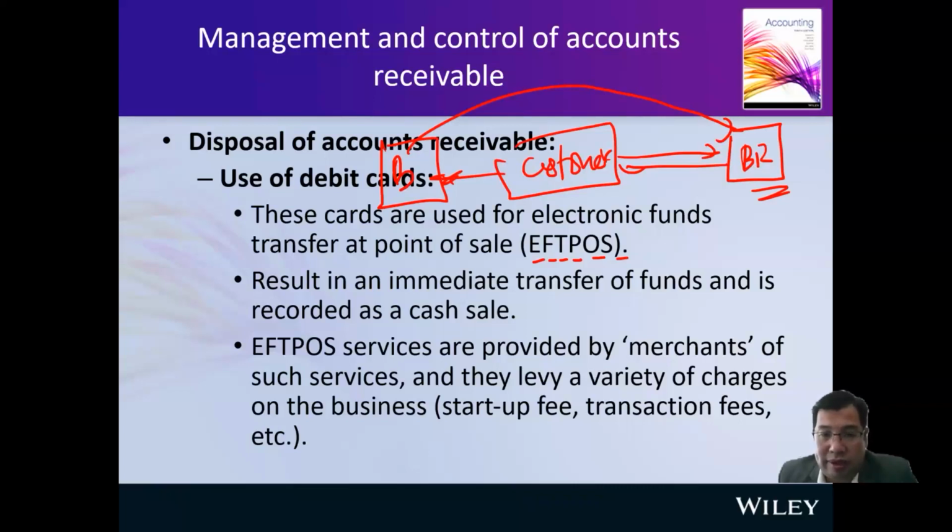EFTPOS services are provided by merchants of such services, and they levy a variety of charges on the business, for example, a startup fee and a transaction fee. As a company, as a seller, you have to pay certain fees, for example to start up the machine, monthly fees, as well as a per-transaction fee. But it saves you from doubtful debt because you receive the money straight away in your bank account.